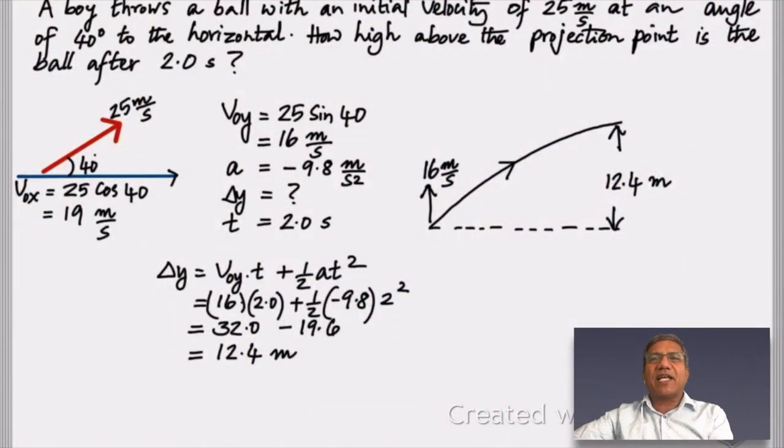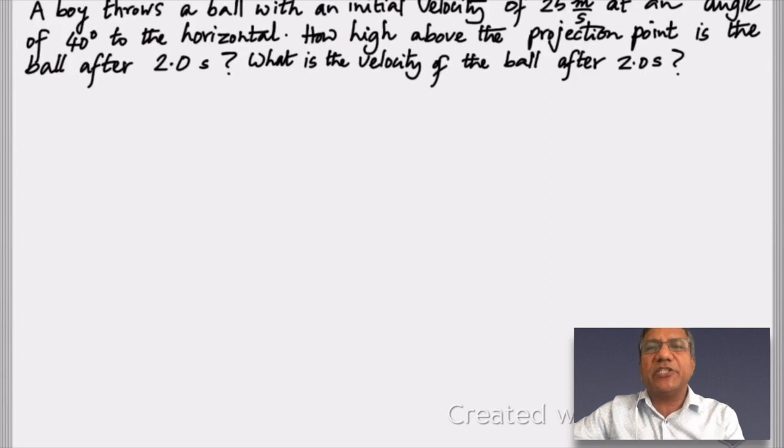So here is the last question in this edition. Here is the same question. A boy throws a ball with an initial velocity of 25 meter per second at an angle of 40 degrees to the horizontal, just like the same question. And we already found the first part. Now we've got to find the velocity of the ball after 2 seconds. What's the velocity of the ball after 2 seconds?